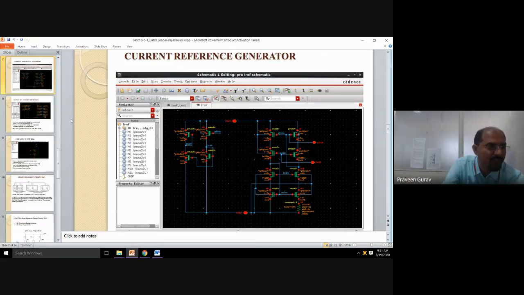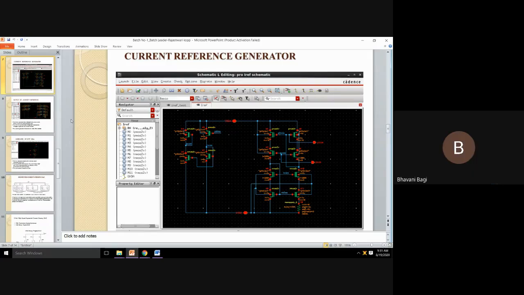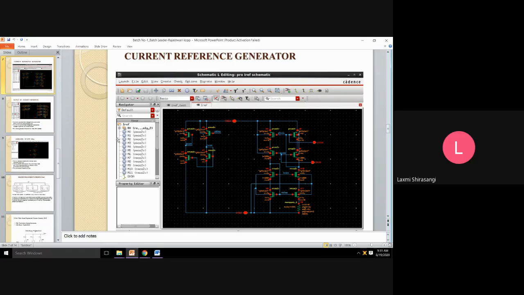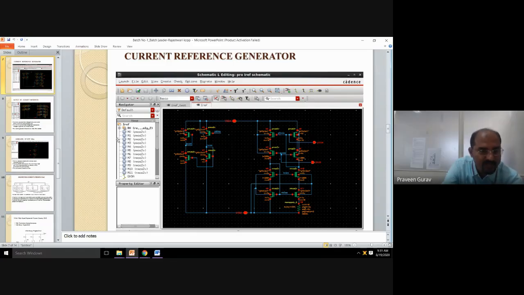What is the input and output of this whole figure? You have written it as current reference generator, no? Yes, sir. What is the output of this whole figure? 2 microampere current. Current will vary, sir. Current will vary in the sense, from what value to what value will it vary? What is the range of current variation? Up to 2 microampere, from 0 to 2 microampere. Yes, sir. When will the current be 2 microampere? When do you say that the current is 2 microampere?